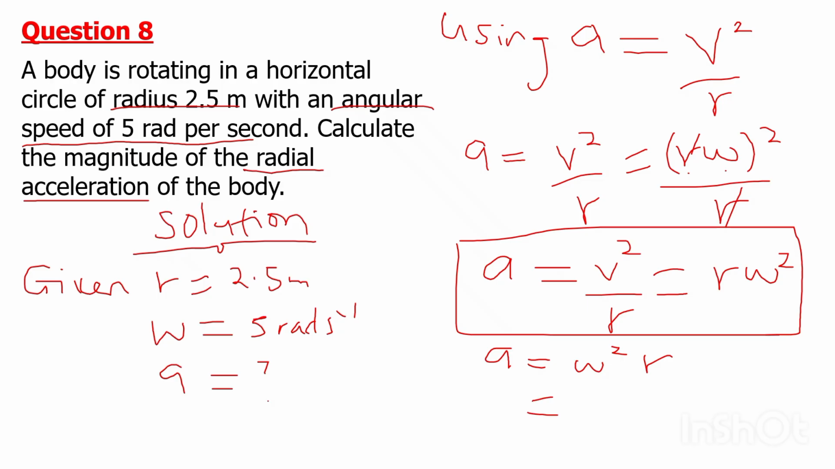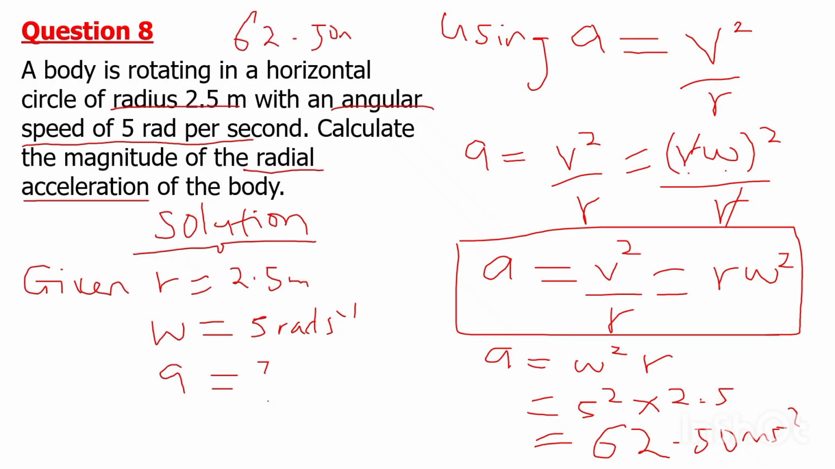Let's put the parameters: 5 squared times what's r? 2.5 meters. That will give us the final answer as 25 times 2.5. We have 62.50 meters per second squared. So that's our answer. The answer is 62.50 meters per second squared.